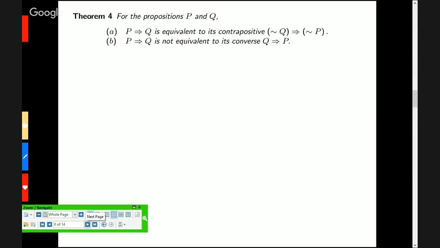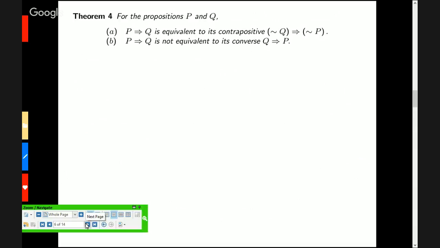Okay, so we have a theorem here. It says for the propositions P and Q, P implies Q is equivalent to its contrapositive, not Q implies not P. That's what we saw before. And P implies Q is not necessarily equivalent to its converse, Q implies P. In other words, there are cases when they're not going to be the same.